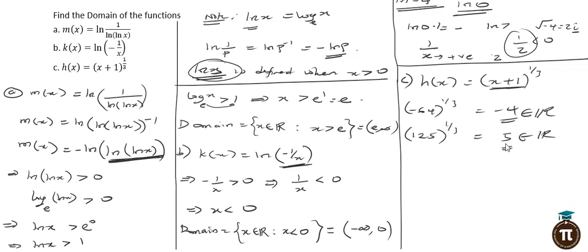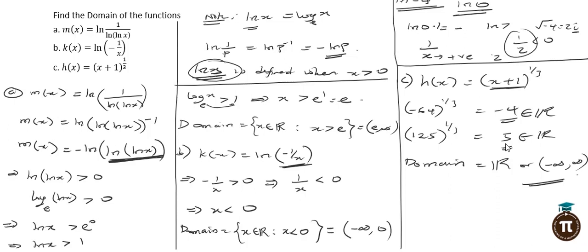So the domain is basically R. Any value you put inside this will work. Do you get my point? You will get a real answer. Or if you want to write in interval form, minus infinity to infinity. That is what we have in this case.